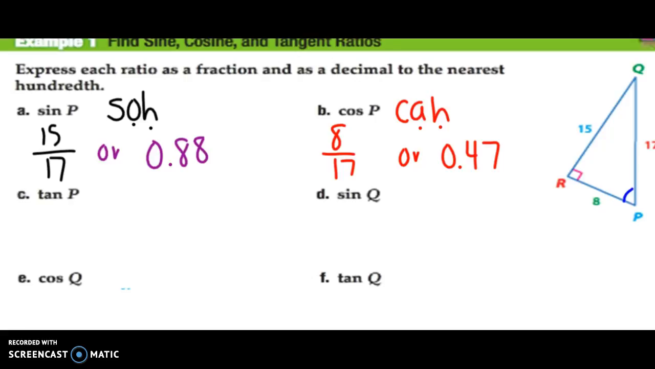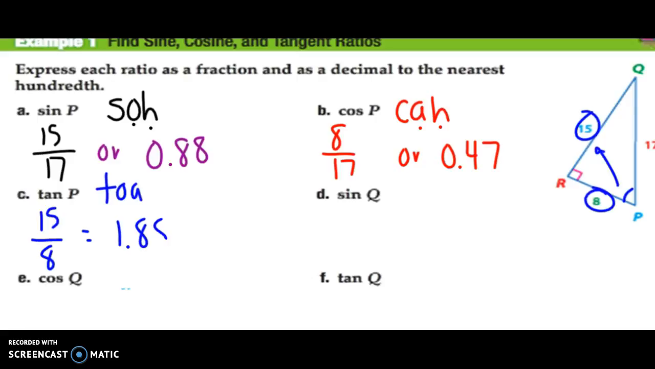Then finally the last thing we're looking at is tangent. So from P, tangent is TOA. TOA, which is opposite over adjacent. So that would be 15 over 8, which is 1.88 as a decimal.